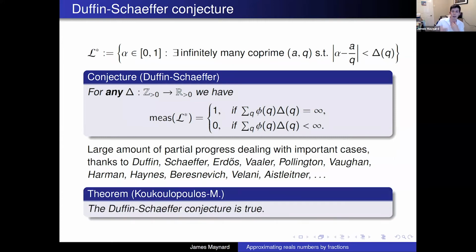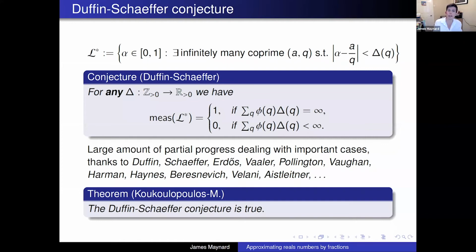And very recently, just a year ago, my colleague Dimitris Koukoulopoulos and I proved that the Duffin-Schaeffer conjecture is true by building on lots of this previous work. So it is the case that for this set L star, you have a 0-1 law that you either have almost everything or you have almost nothing. And there's a very simple criterion based on a certain series converging or diverging, which allows you to tell which of the two cases you're in, whether this set is almost nothing or almost everything.